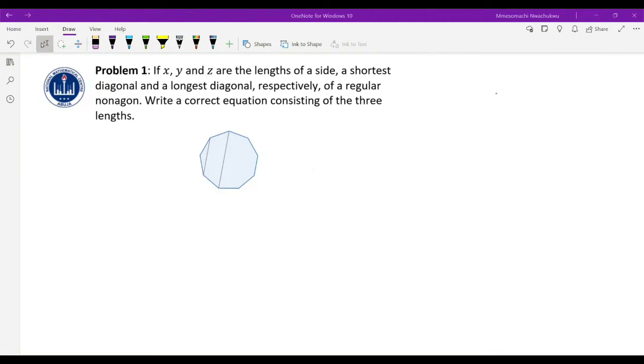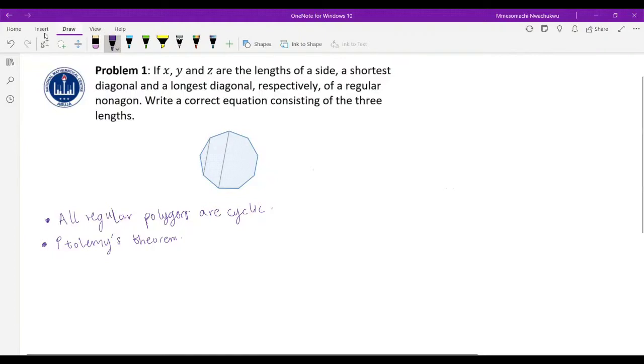Okay, so one of the things we'll be using is the fact that all regular polygons are cyclic. And then just for convenience, although you don't have to, we're using Ptolemy's theorem. Okay. So let's start with the fact that all regular polygons are cyclic, and let's see if we can just prove that at least for the nonagon and see where that leads us.